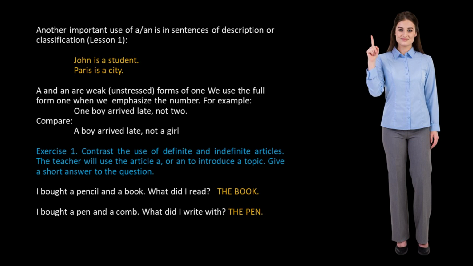A and an are weak, unstressed forms of one. We use the full form one when we emphasize the number. For example, one boy arrived late, not two. Compare: a boy arrived late, not a girl.